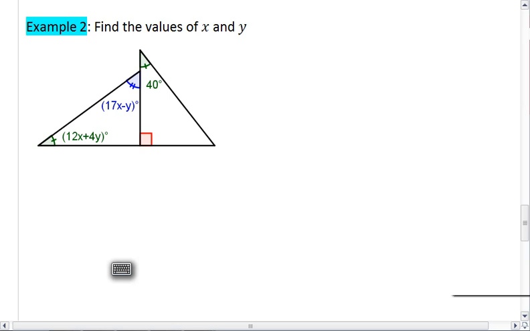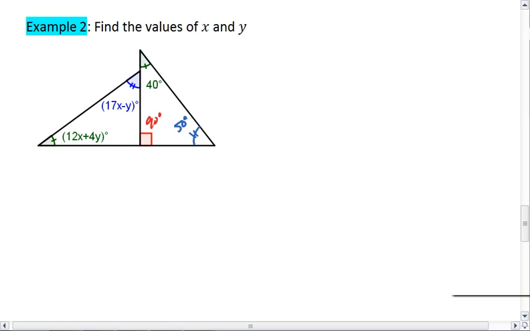For this problem, I want to focus on the right triangle first. It's the one I'm highlighting in green. What I notice is that I have a right angle, which we know is 90 degrees. I also know that that green angle is 40, meaning that the angle down here must be 50.